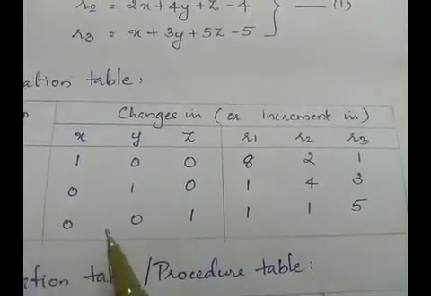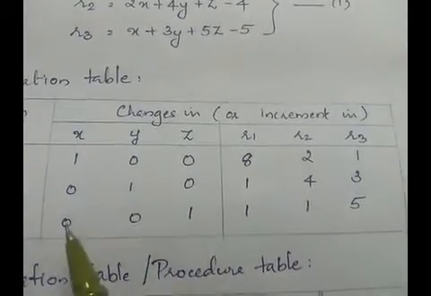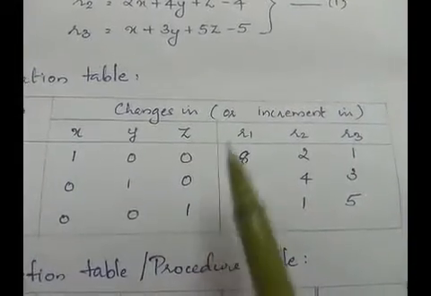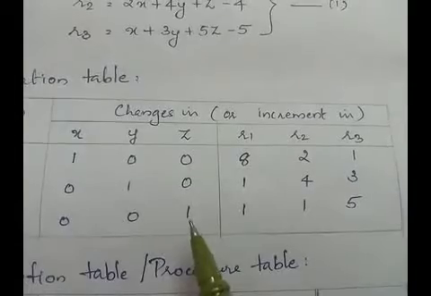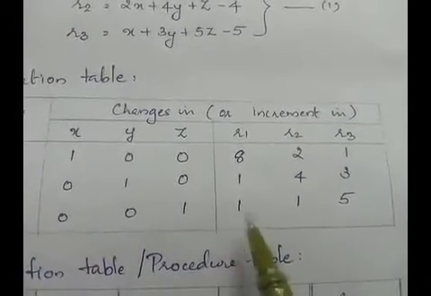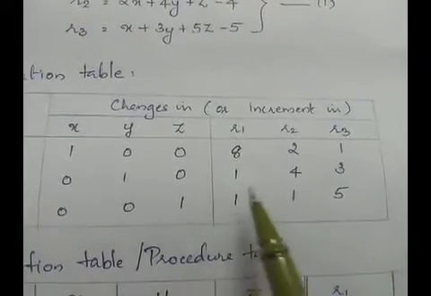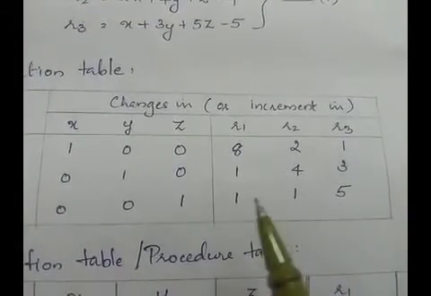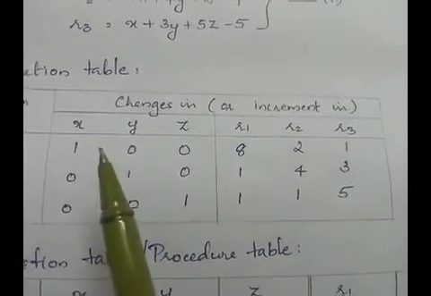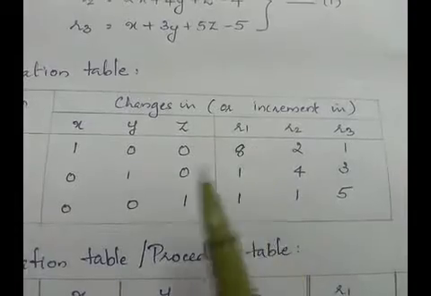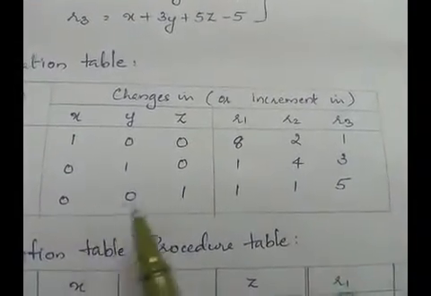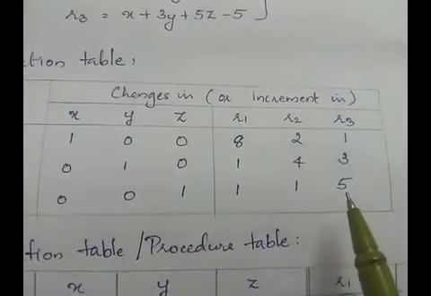The third row shows that keeping x and y constant, we are changing 1 unit for z. So for 1 unit change in z, keeping the others constant, the changes for R1, R2 and R3 are given, in which the maximum change is for R3. So using the first row, the maximum change will be for R1. In the second row, the maximum change will be for R2, and in the third row, the maximum change will be for R3.